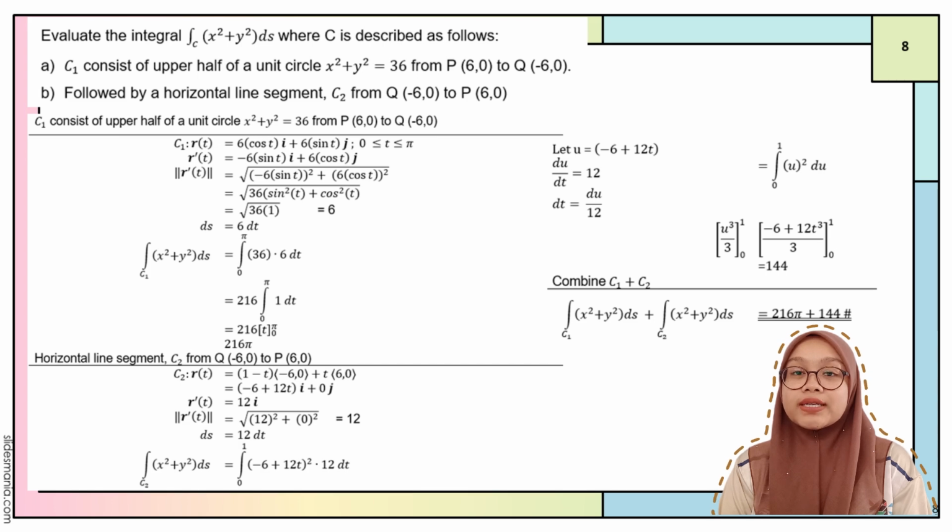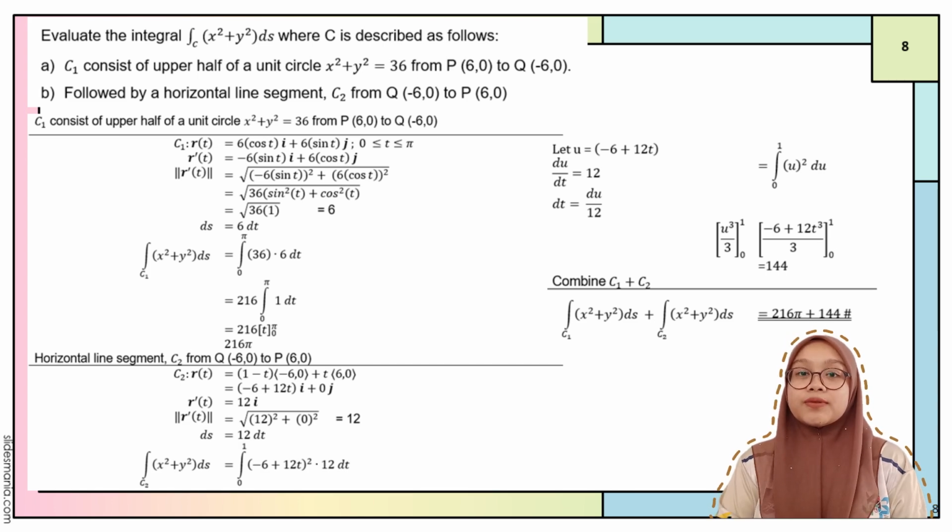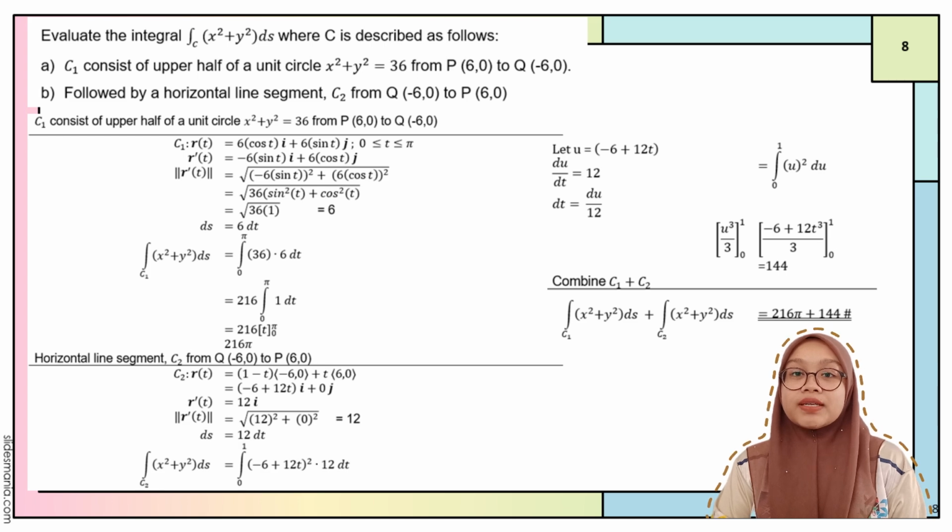is equal to 216 pi. For C2, the parameterization is (1 minus t) multiplied by (-6, 0) plus t multiplied by (6, 0), which will be equal to (-6 plus 12t)i. After differentiating, we get 12i, and the magnitude is 12. The integral over C2 from 0 to 1 of (12t minus 6) squared multiplied by 12 dt will be equal to 144. Therefore, the total energy expenditure is 216 pi plus 144.